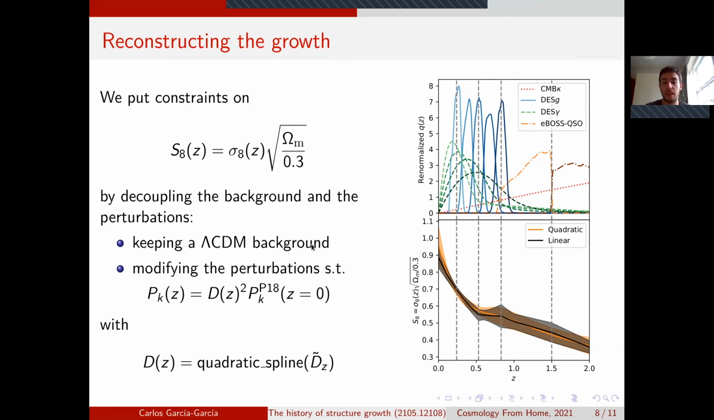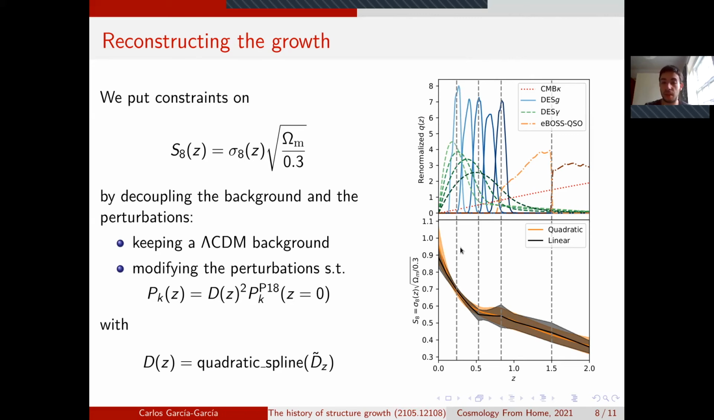So we keep the lambda CDM background, but we modify the power spectra that we use to compute the Cls by this formula. Here, the linear growth factor is given by a quadratic spline, where the different nodes are allowed to vary in our MCMC. We can see here on the right, on the top, I'm plotting the kernels, and on the bottom, a reconstruction of the S8 parameter, where the nodes are.